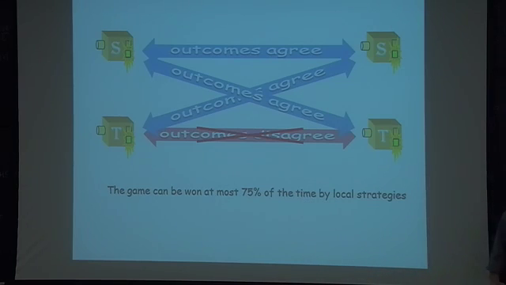Why is that? Choosing the same color for both. Sorry? Choosing a color for both measurements is the same. So if you chose, say, like in this example, green, you win 3/4 of the time. So what's the proof that you can't do better than that?